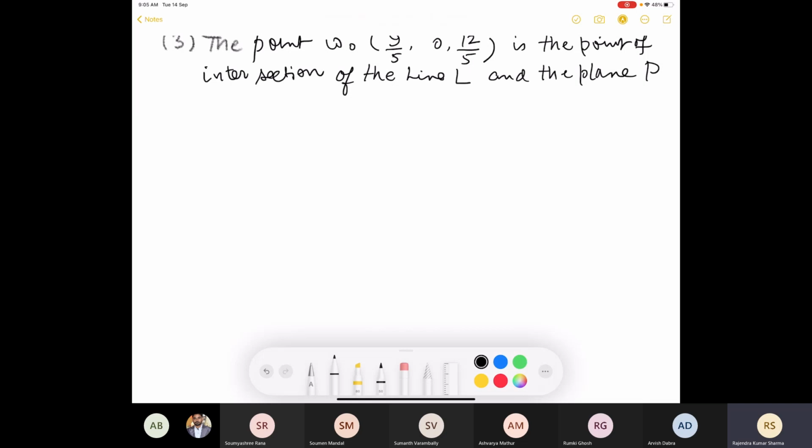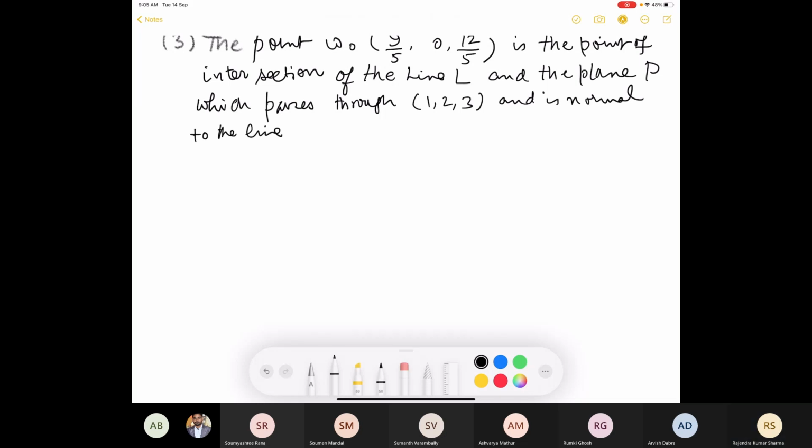The plane P was just now as I described, which passes through origin and is normal to this line, which passes through, so it passes through 1, 2, 3 and is normal to the line L.